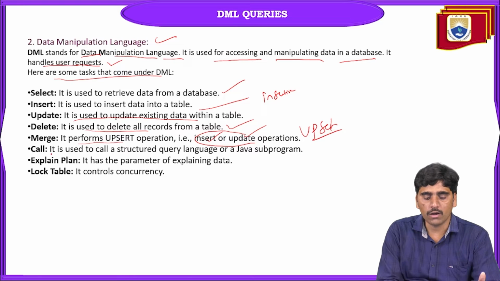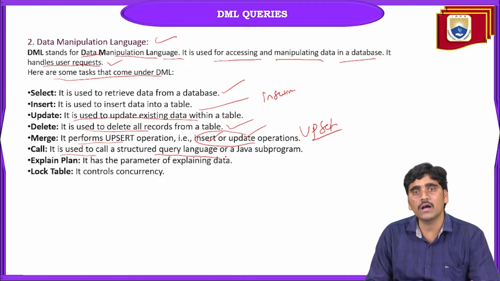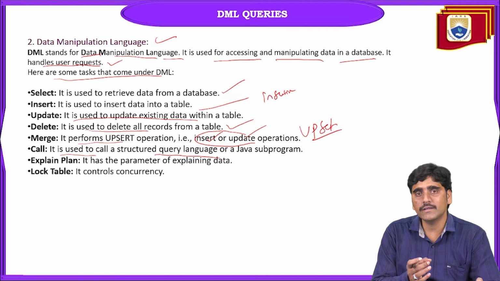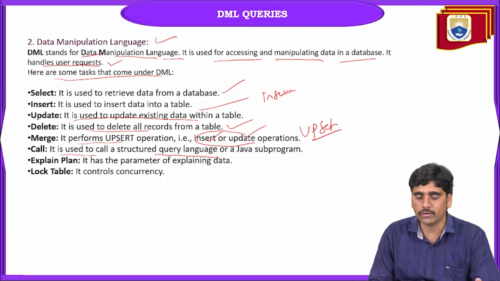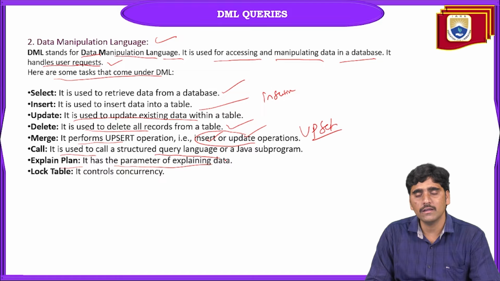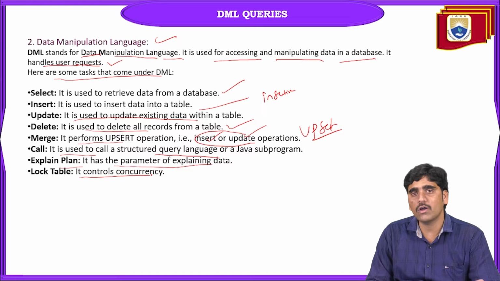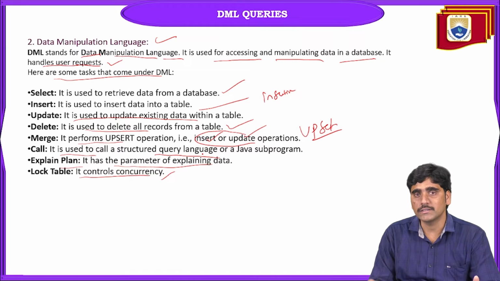Then the call operation is used to call a structured query language or Java subprogram. If you want to integrate and call another program, you can use this call operation. The explain plan has the parameter of explaining the data, what the data contains in the table. And lock table: if you want to lock the table, you can perform this query. It controls concurrency of the table.